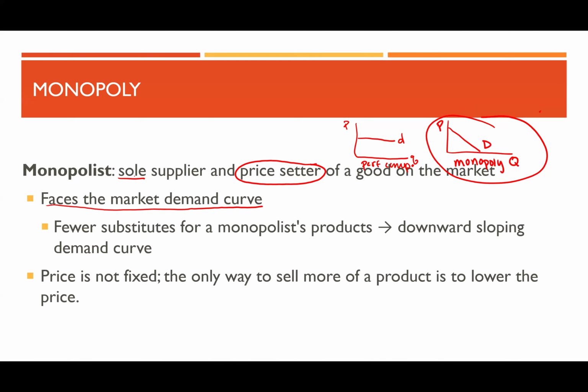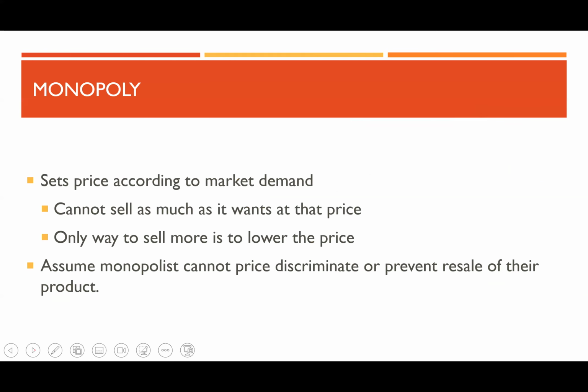And this unique position of being the sole supplier means that their price is no longer fixed, like we've mentioned just a moment ago. They can set the price of their good. However, the only way that they're able to sell more of a product is by lowering their price, right? That's what this downward demand curve is telling us, that if they want to increase their output, they have to decrease their price, right? If they want to increase their output sold, that is. And so an important thing here is that our monopolists, while they're setting their own price, are still constrained in how high that price can be. And it's going to be constrained by the market demand curve.